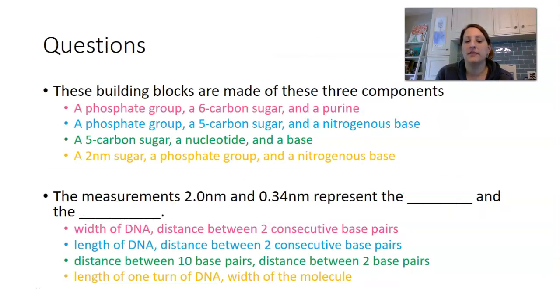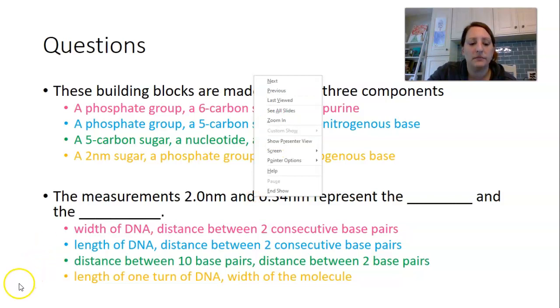So hopefully you answered pink, okay? So 2.0 nanometers is the width or the diameter of the DNA from one backbone to the other. Okay. And 0.34 is the distance between two consecutive bases on that ladder of DNA. Okay. Two consecutive base pairs, I should say. Okay. So let's continue.